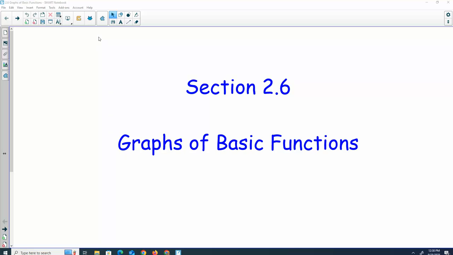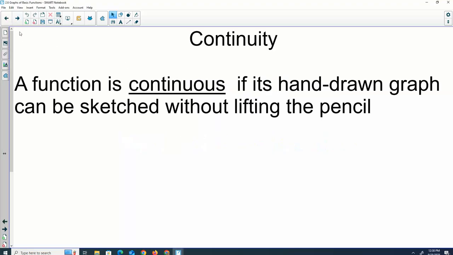Into a few more things. First thing, we are going to talk about continuity, or where graphs are continuous. And continuous just basically means you can graph it without picking up your pencil. Okay, so if I can draw the whole thing without picking up my pencil, this is a continuous function.